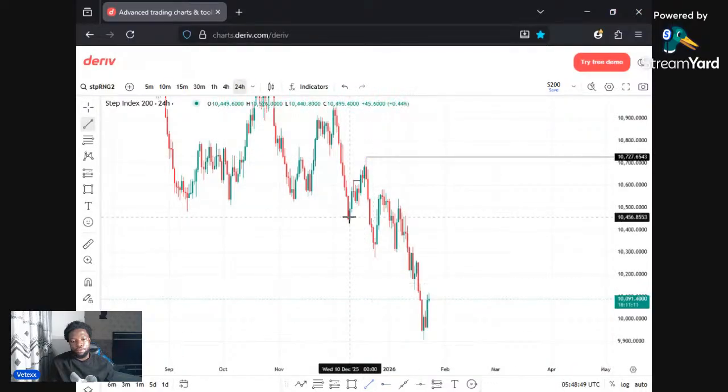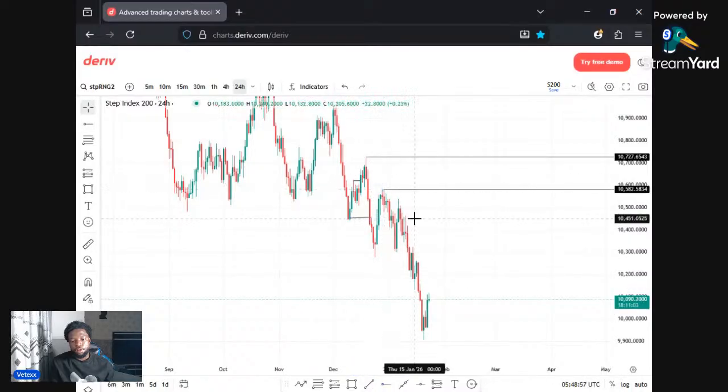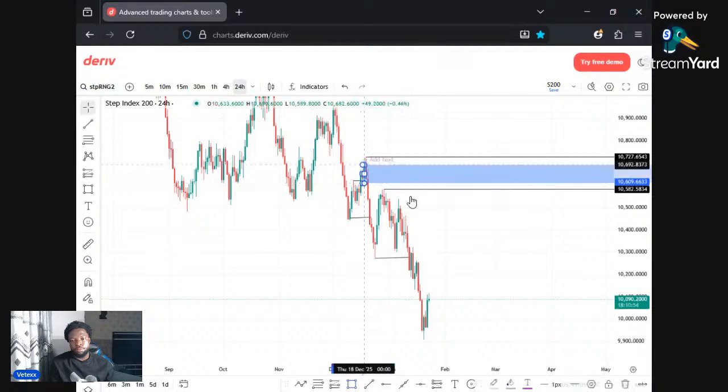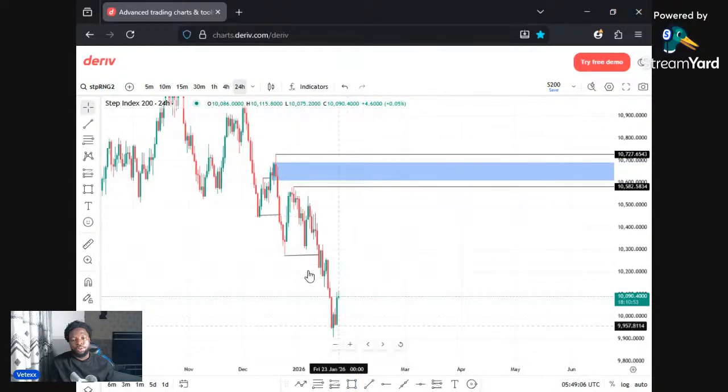This becomes our first break of structure. Price retraces 50% to give us our structural liquidity, which is here, and then we have our second break of structure, which is here. This zone now becomes our point of interest. So we're not going to be doing anything yet until price taps into our point of interest.